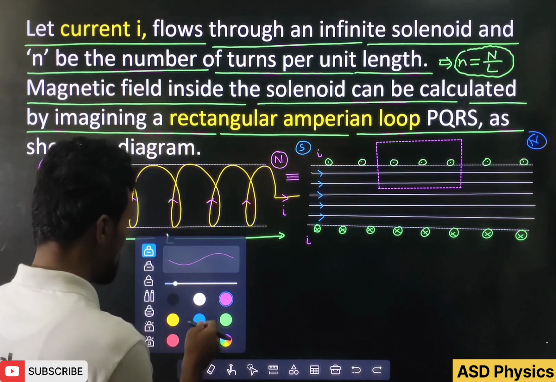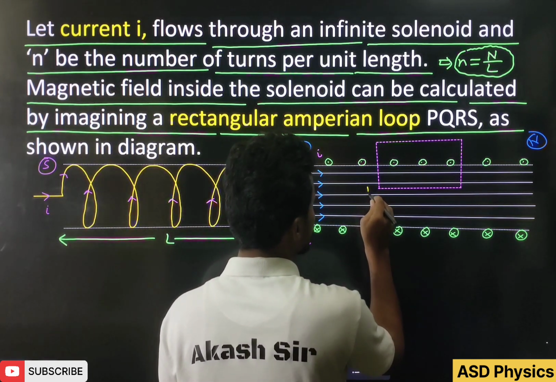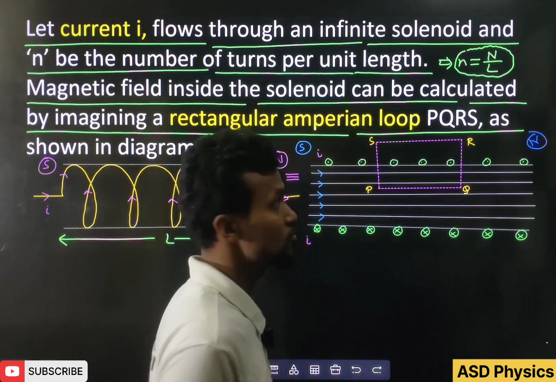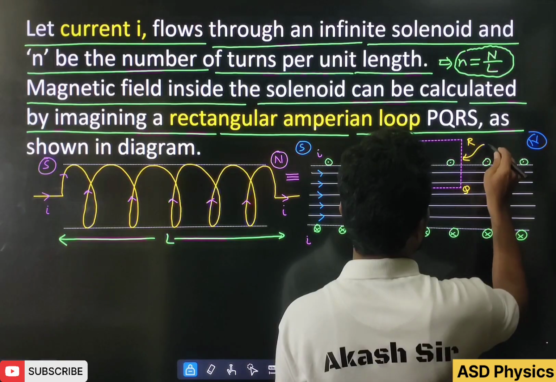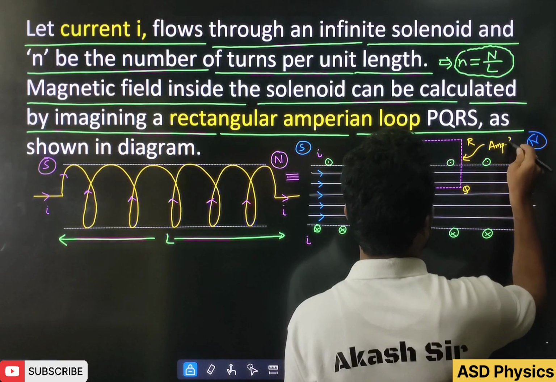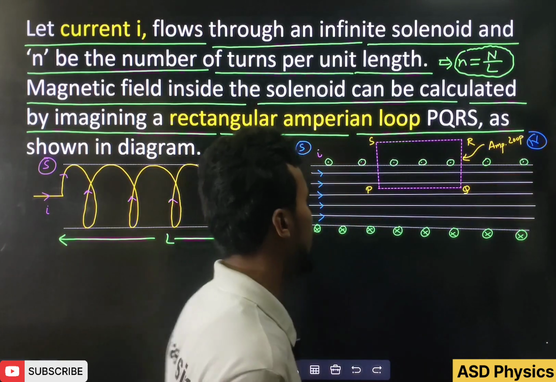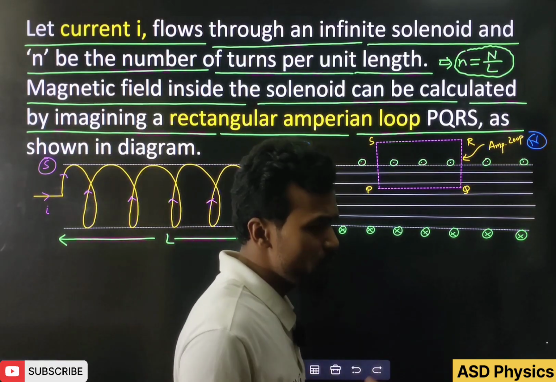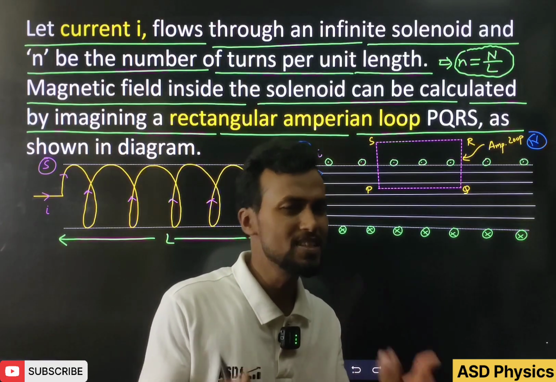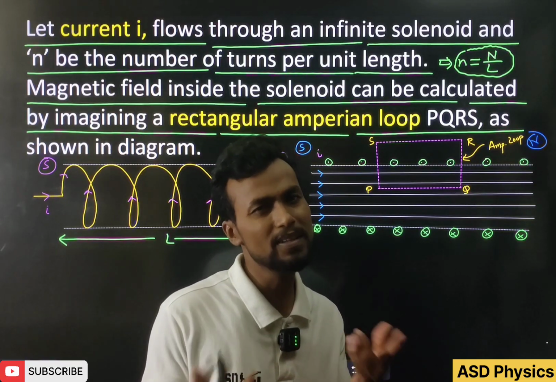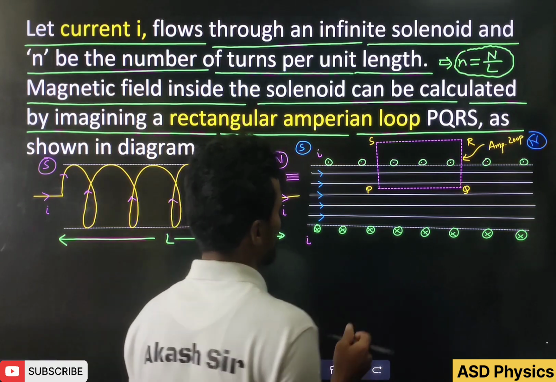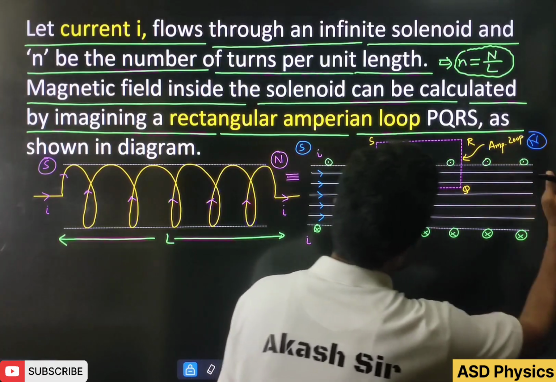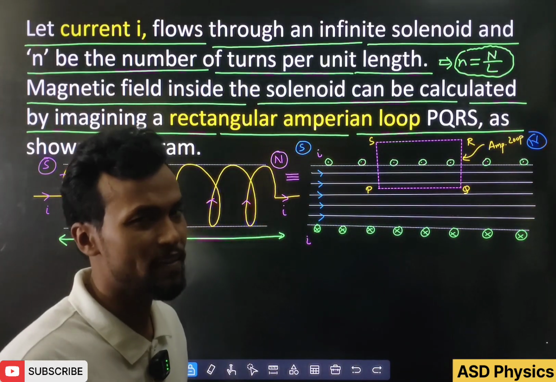Okay, and this loop, what do you write here? This loop is PQRS. And what is the name of this loop? This loop is an Amperian loop. Again, I am writing here Amperian loop. Okay, and always make sure that the direction of the Amperian loop you always take in the direction of the magnetic field. Then what will happen? The current you can take always positive, no problem here. Now, the magnetic field is going in which direction? This direction. So Amperian loop direction also I will take in the direction of the magnetic field.